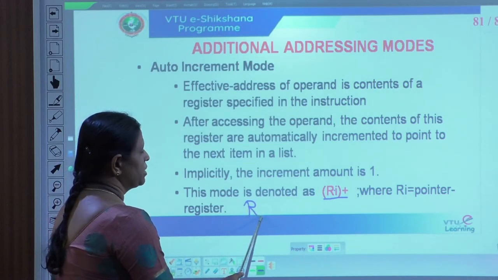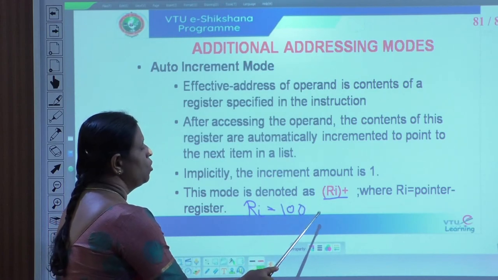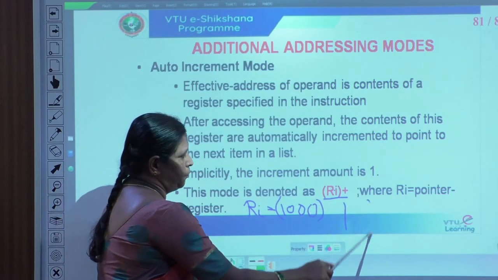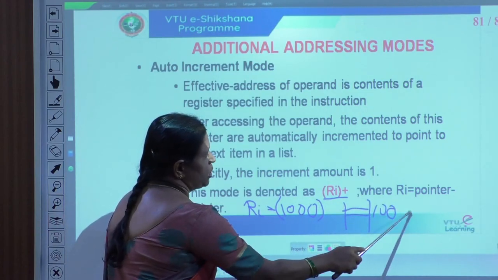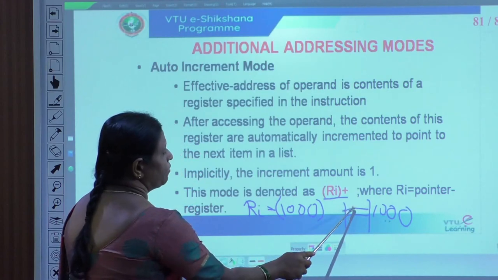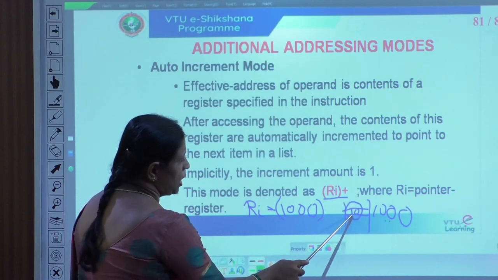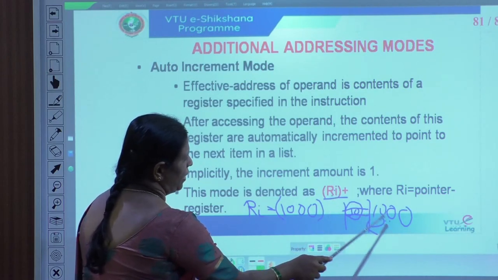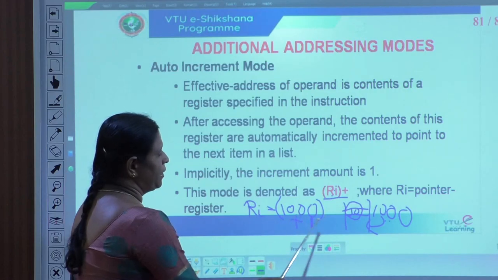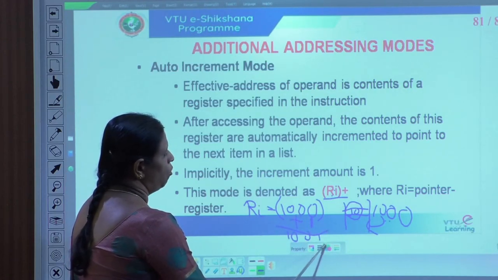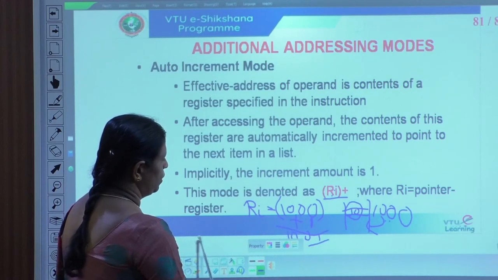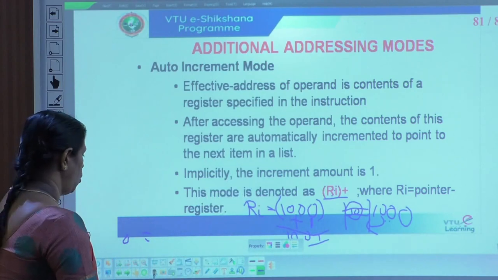As an example, think Ri is holding some value 1000. When I write 1000 like this, the value at position 1000 will be accessed. Remember, 1000 represents a memory location. It is not an operand value, it is a memory address. Whatever operand is present at that address will be used. Then the contents of Ri, which is 1000, after using the operand at that position, will be incremented by 1. So the new value of Ri will be 1000 plus 1, which is 1001. This is called the auto increment mode.